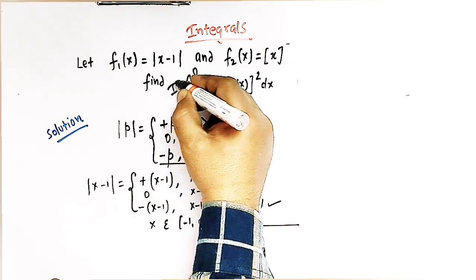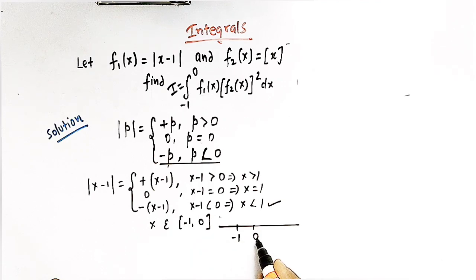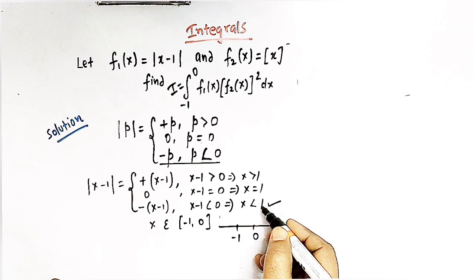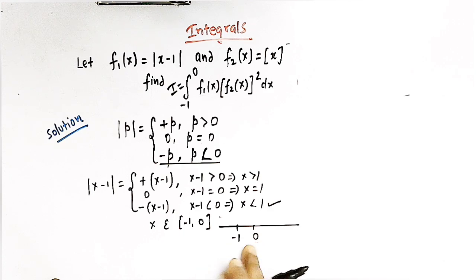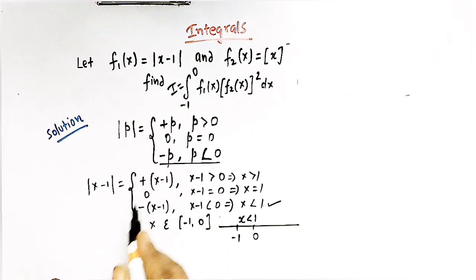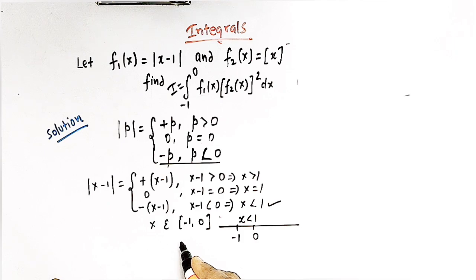So let us take this integral as I. So when we vary x from minus 1 to 0, then all the values of x are obviously less than 1, because all the x are falling between minus 1 and 0, right? So here x is less than 1, so all the values of x falling in this interval are less than 1. So here mod of x minus 1 can be written as negative of x minus 1 when x is less than 1, because here the limits of integration are from minus 1 to 0, right?